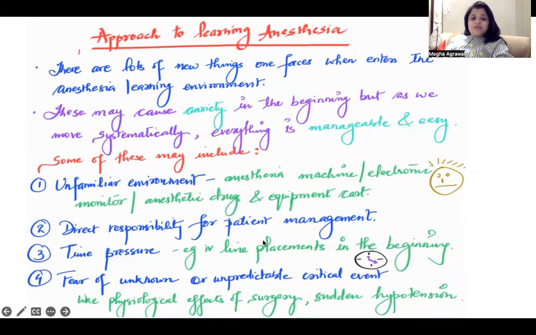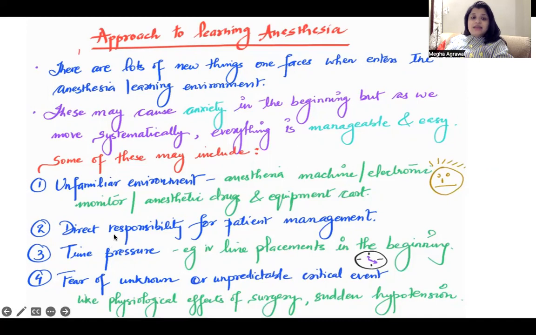Then the direct responsibility for patient management, because when you enter into anesthesia, sometimes you are with your seniors, but sometimes the seniors are not with you. So you are alone. At that time, the responsibility for patient management is solely on you, and then you can have some anxiety. But if you already know what is expected of you, it'll be easy for you.